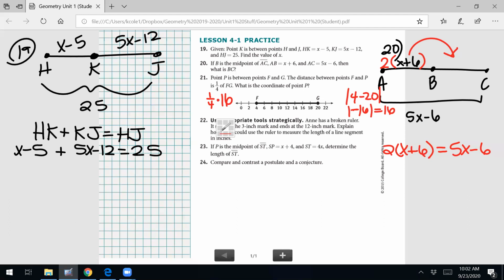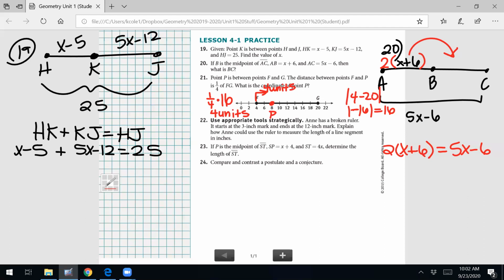4. Okay, so that's 4 units from F. It says the distance between F and P is 1/4 of FG. So I'm going from F forward 4 units. So where's that going to place me? At 8. So 8 is P.